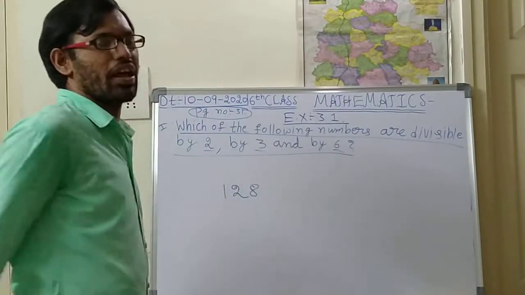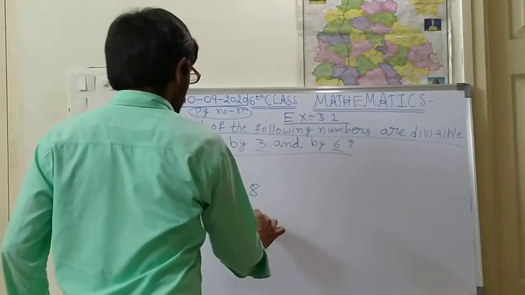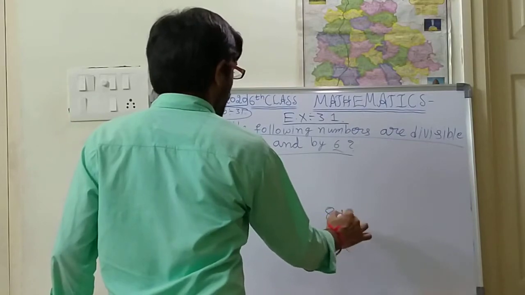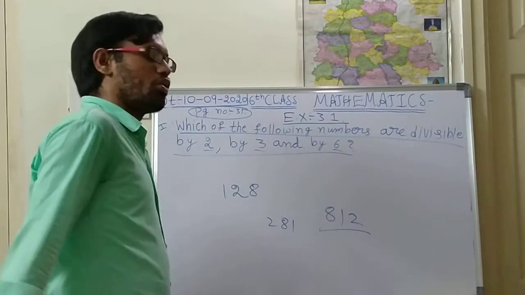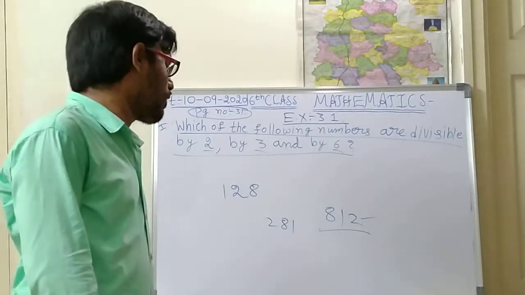A question is given like 128 in your textbook. Suppose, for example, you can convert this: 281. Next, or else 812. Like that also you can convert, and you can check for the divisibility rules also. There is no problem, children.